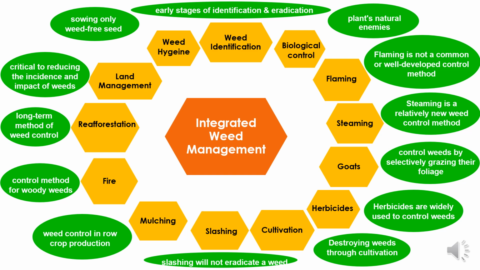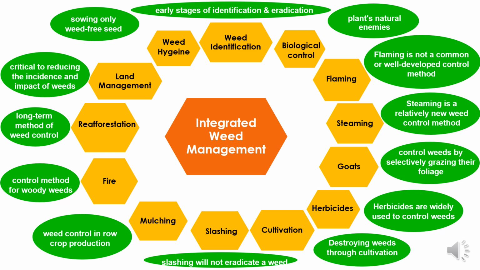Next one is fire. The success of fire as a weed control method depends on the amount of fuel, the speed and intensity of the fire, and the time of year that burning takes place. Fire is a major control method for woody weeds in western regions and can be useful for controlling lantana and blackberry in certain situations. Fire is used as part of an integrated weed management program.